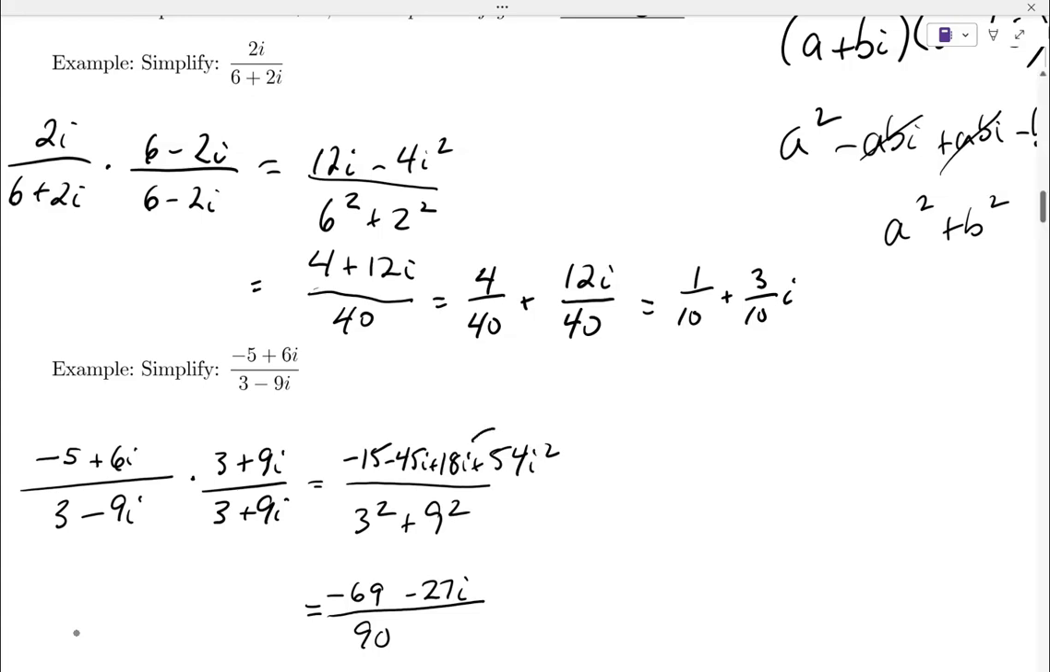Again, this part right here is -54, right? Because I squared is -1. And then again, if we want to put this in standard form, we split it apart. There's a 3 that goes into top and bottom in the first part. So you get -23 over 30 in that first fraction. There's a 9 that goes into top and bottom in the second part. And so we get -3/10 I for the second part.